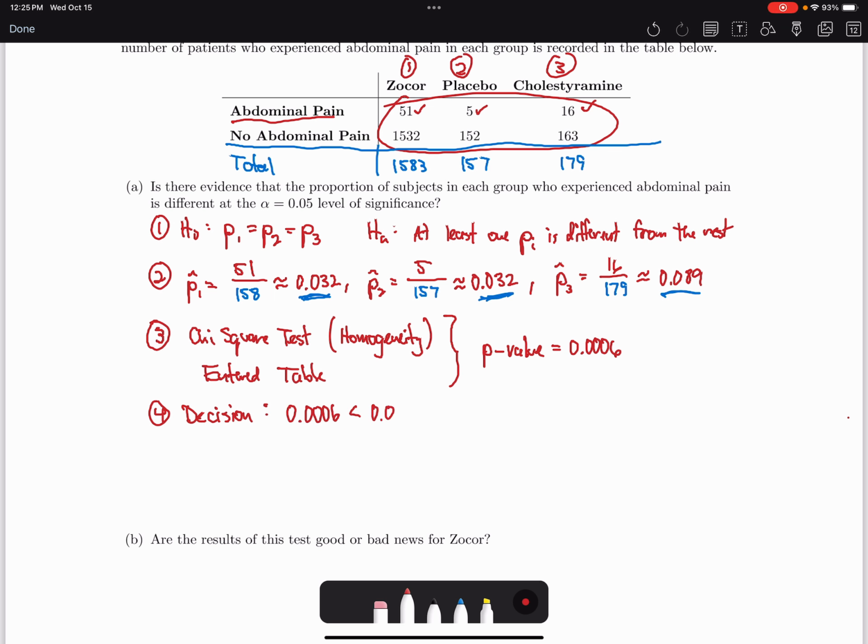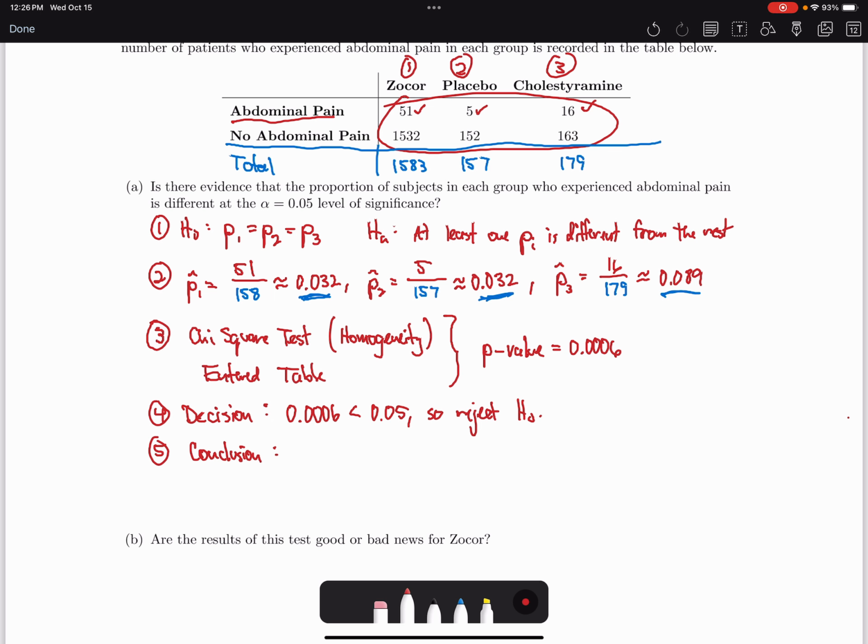0.0006 is less than 0.05, so reject H null. Since we're rejecting the null hypothesis, that means there's evidence to support the alternative, right? At least one of the proportions is different from the others, right? So is there evidence that the proportion of subjects in each group who experienced abdominal pain is different?